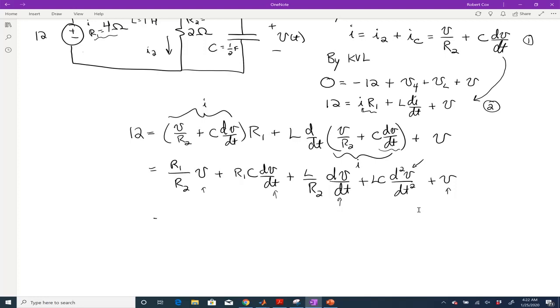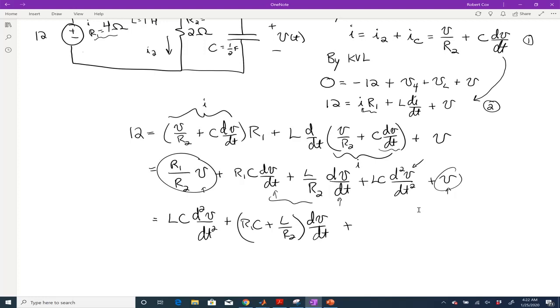So if I pull everything together, it becomes LC d squared V/dt squared plus, then I have to combine these two terms here, so this becomes (R1C plus L over R2) times dV/dt plus, I've got this term and this term that need to be combined, so I get (R1 over R2 plus 1) times V, all of that equal to 12.